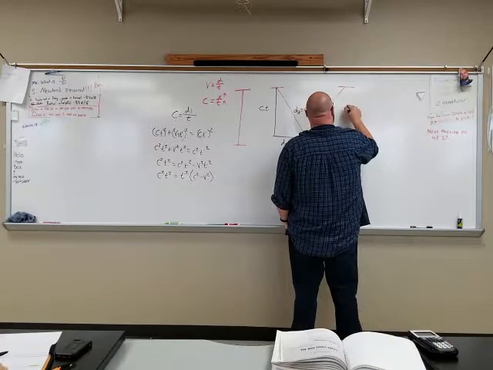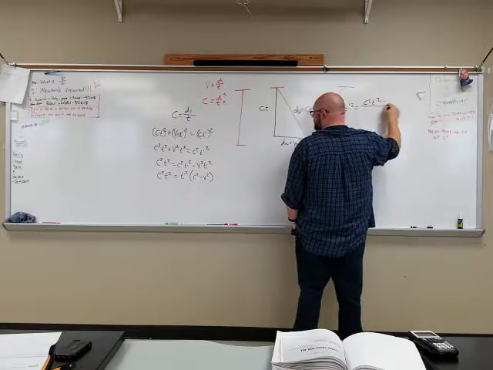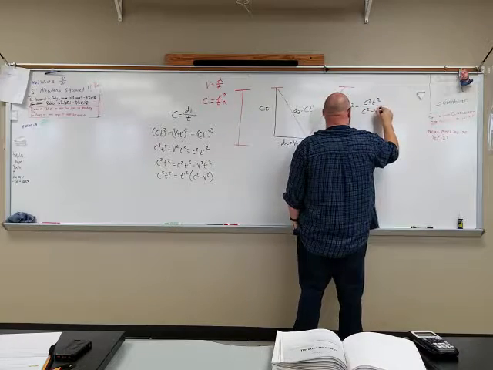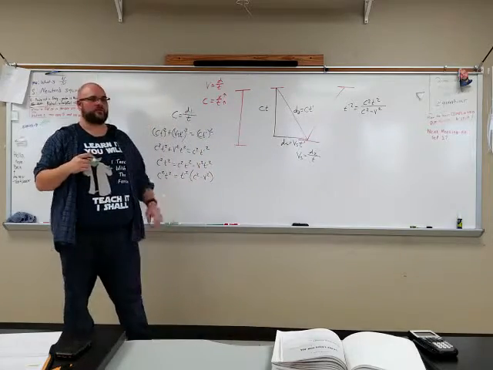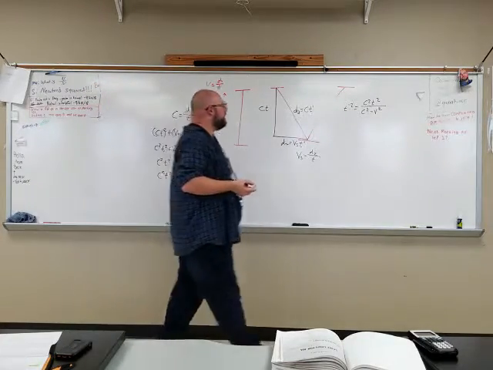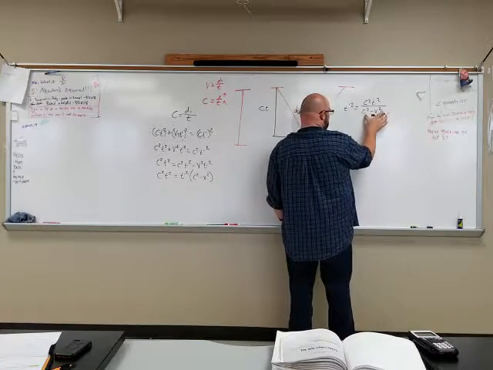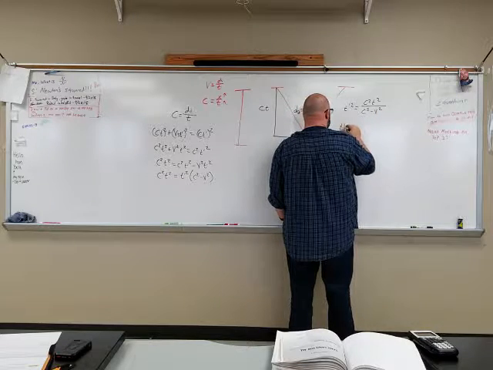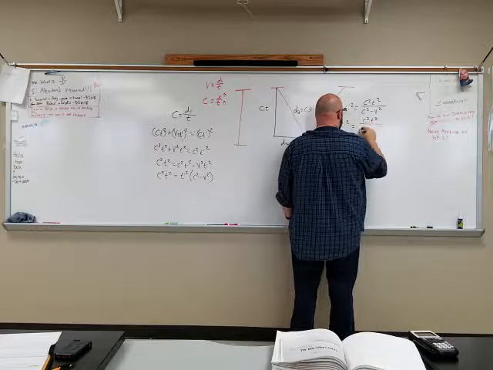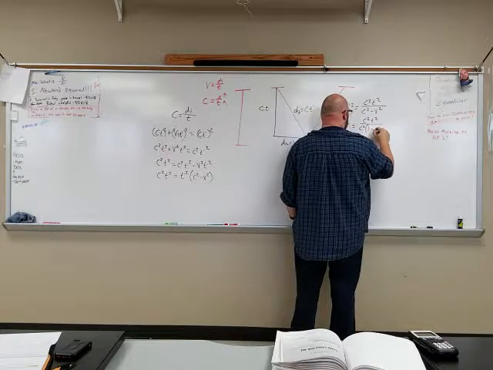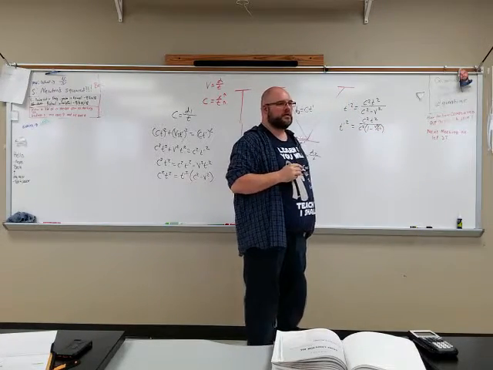So t prime squared is equal to c squared t squared divided by c squared minus v squared. Which is just the same thing, except now I'm solving for t prime instead of t. Okay, so now, to make it look prettier, I'm going to pull a c squared out of the bottom bit. T prime squared is equal to c squared t squared divided by c squared times 1 minus v squared over c squared. Why would you do that? It makes it look prettier in the end.